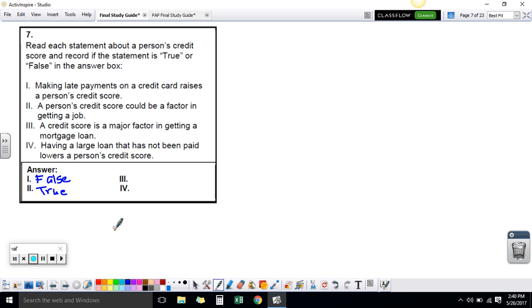Number 3, a credit score is a major factor in getting a mortgage loan. A lot of kids asked me this week, what is a mortgage loan?